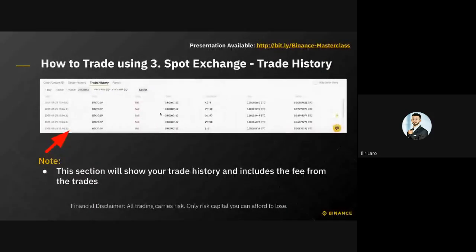And then your trade history is pretty much the same as your order history. It just allows you to see, for example, the fees that were generated from that order, from that open order, and order history as well.